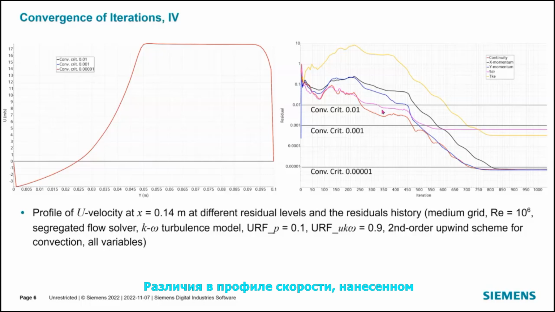Differences in velocity profiles plotted at the three iteration levels are too small to be seen in the plot. In most engineering applications, reduction of normalized residual levels to 0.001 is sufficient. Tighter convergence is needed for finer grids to ensure that iteration errors are sufficiently smaller than discretization errors.